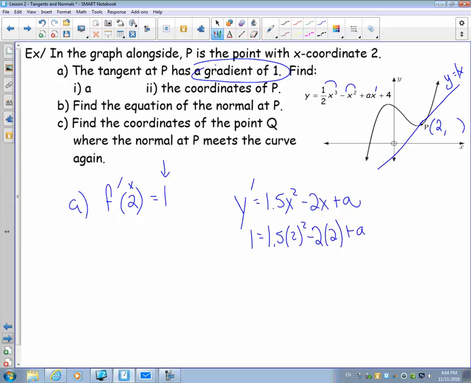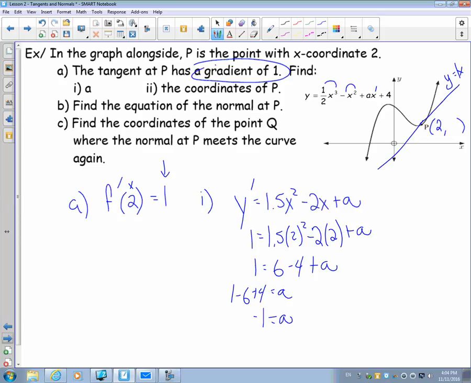The answer comes out to 1. So we end up with 1.5 times 4 minus. And we can solve this. We get 1 minus 6 plus 4 is a. So in other words, a is -1. That was helpful.